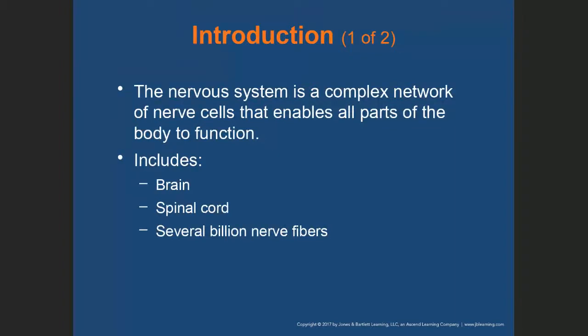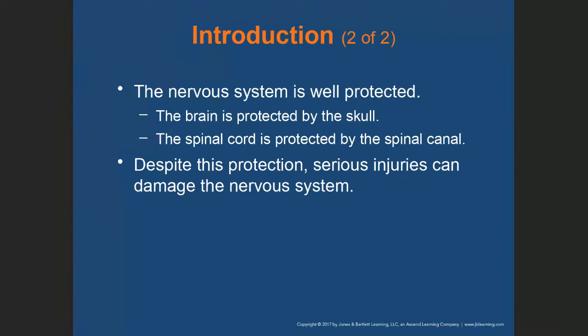So, introduction. The nervous system is a complex network of nerve cells that enables all parts of the body to function. It includes the brain, the spinal cord, and several billion nerve fibers. The nervous system is well protected. The brain is protected by the skull, and the spinal cord is protected by the spinal canal. Despite this protection, serious injuries can damage the nervous system.